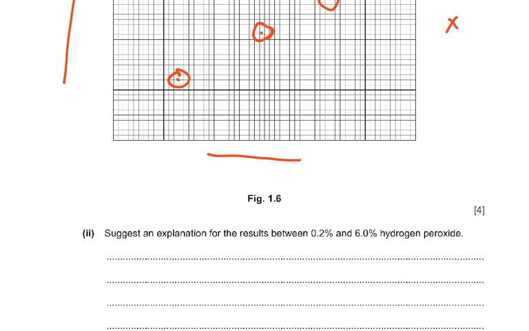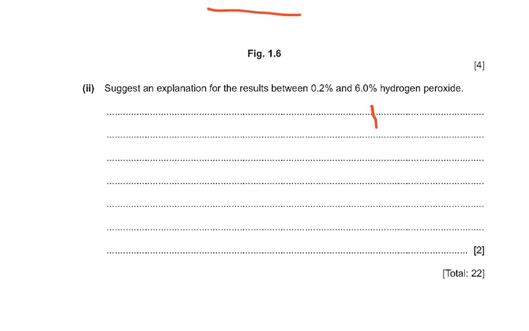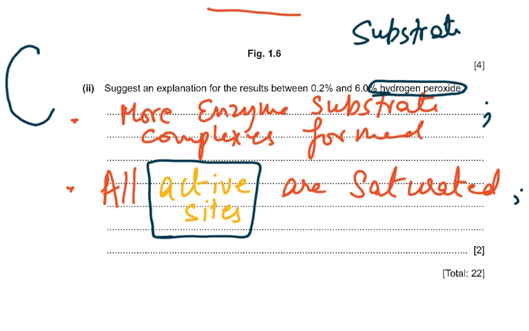And then suggest an explanation for the results between 0.2% and 6% hydrogen peroxide. More enzyme substrate complexes formed. You see, when you're increasing the hydrogen peroxide, you're increasing the substrate concentration. When you are increasing the substrate concentration, well, the time comes when the active sites are only 100. But the substrate, when it was less, well, of course, if it was only 10 and then goes up to 100, now even if you increase it to 1,000, well, there are only 100 active sites. So all active sites are saturated, and that was the answer that you were supposed to give me.